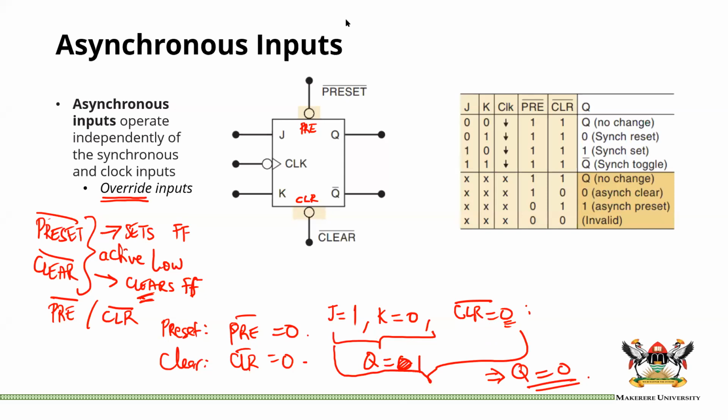Isaac. Okwir Isaac had a question. So let us look at this truth table.